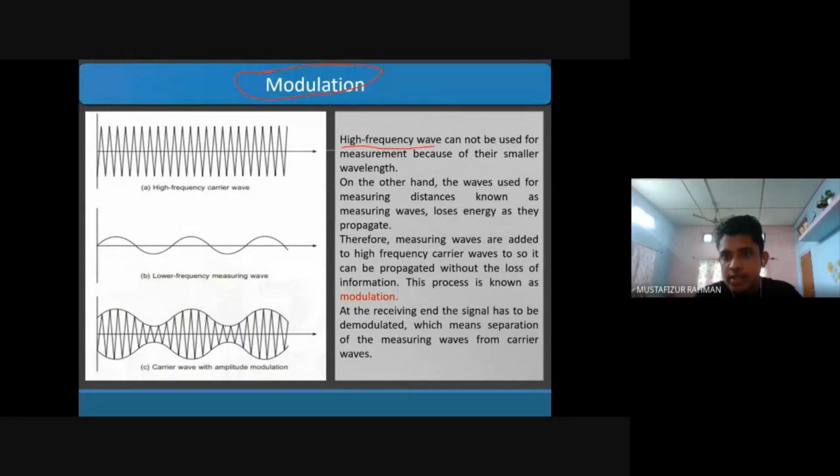the high frequency wave, remember when we saw the electromagnetic spectrum, there were some waves which were high frequency, and there were some waves which were low frequency. So this is the high frequency wave here. When it is high frequency, the wavelength is smaller. This is low frequency. When frequency is lower, the wavelength is longer. Now, these high frequency waves cannot be used for measurement because of their smaller wavelength.